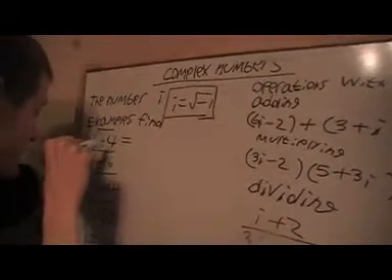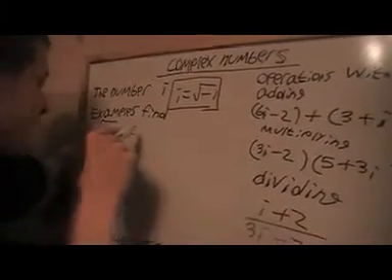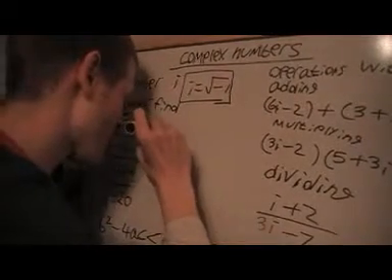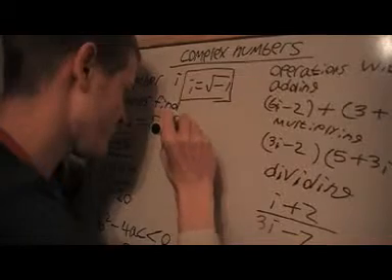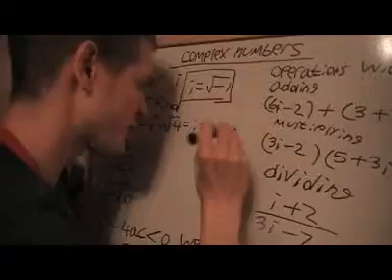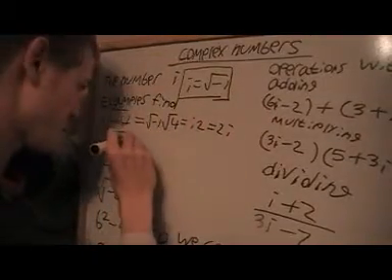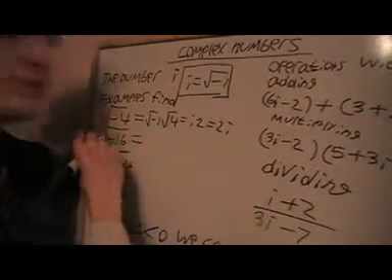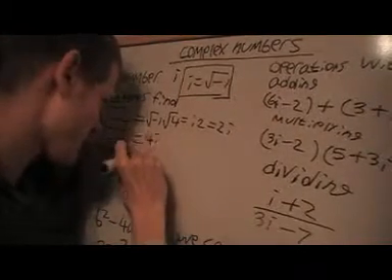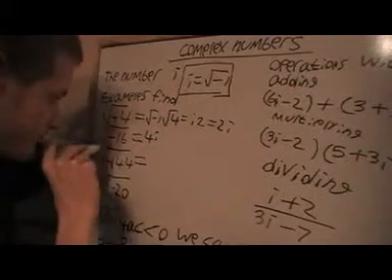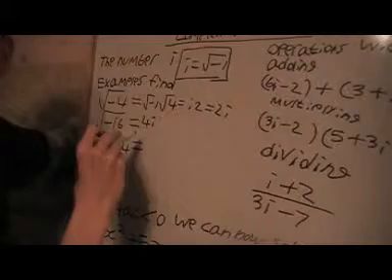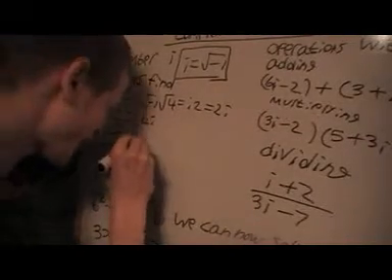We've got the square root of -4. That's going to be the square root of -1 times the square root of 4. That's going to be i times 2, which is 2i. Same for the next one. The square root of 16 is 4, the square root of -1 is i, so 4i. The square root of 144 is 12, the square root of -1 is i, so 12i.